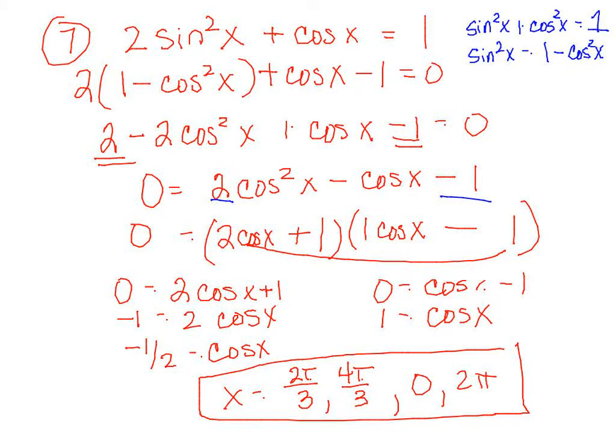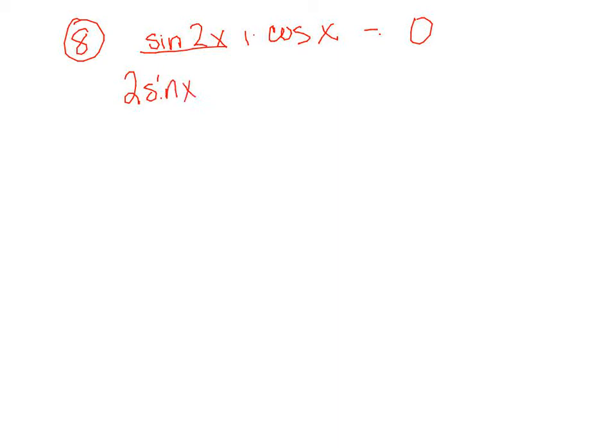I have 2 more examples, and then we are done. Number 8: sine of 2x plus cosine of x equals 0. This is the double angle formula for sine, so we're going to substitute in what we know. Now, does everybody see already that it's going to have a common factor of cosine?